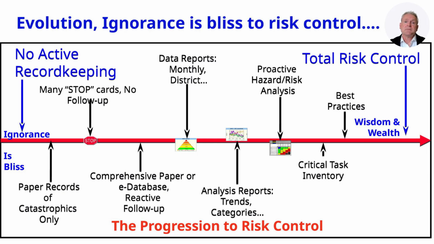The following step introduced analysis reports of trends and categories. This marked a real improvement, as recurring issues could now be identified and prioritized. For example, repeated well control incidents or equipment failures were tracked systematically.